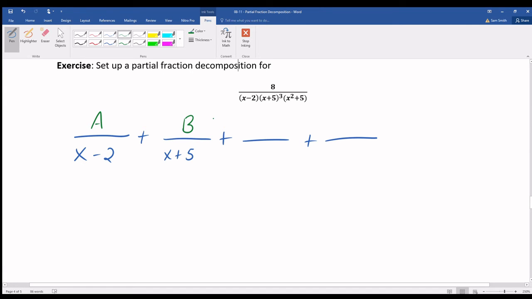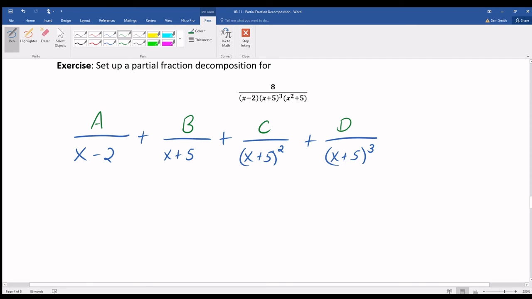Then x plus 5 with the next multiplicity, x plus 5 to the second power, to a degree 0 numerator. And then finally, x plus 5 to the third power, degree 0 numerator. So multiplicity 3 requires 1, 2, 3 fractions for the exponents 1, 2, 3, counting up to the multiplicity.